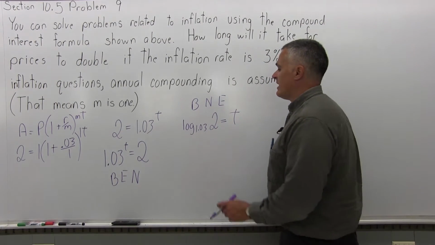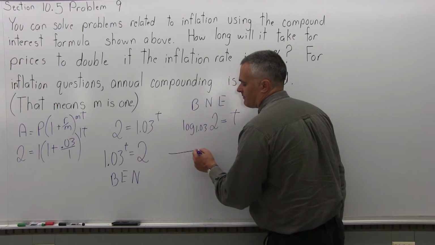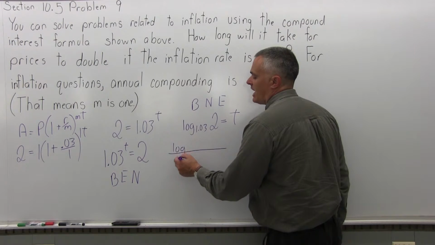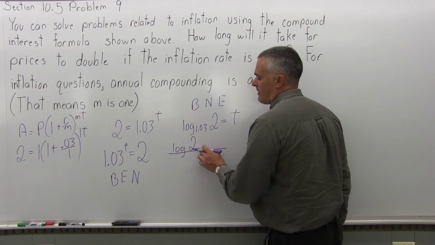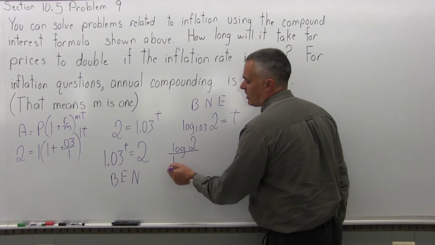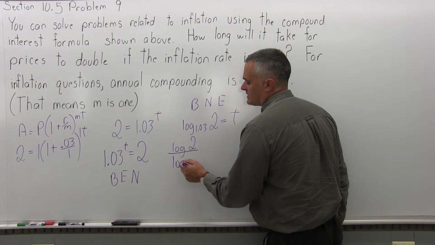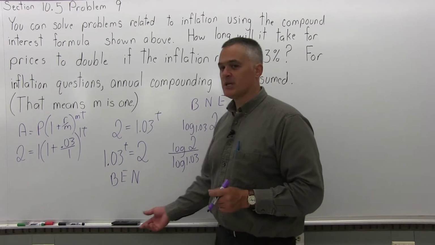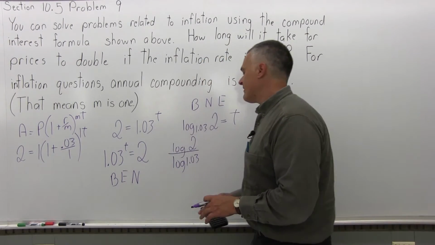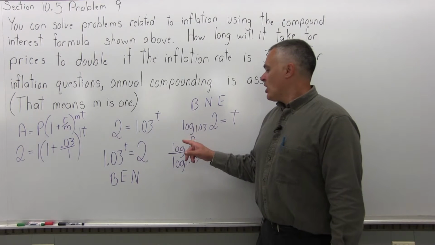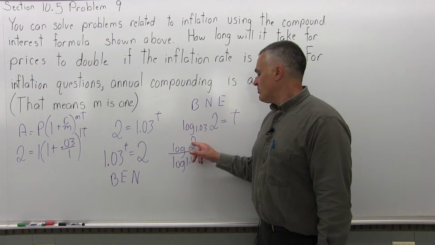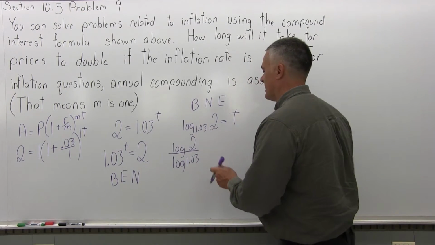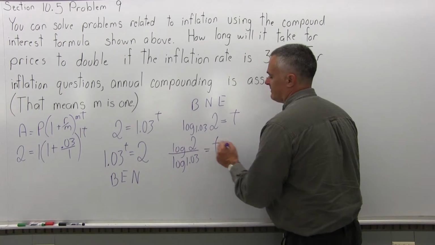So I want to use that change of base form where the common log of the number goes in the top and the common log of the base goes in the denominator. And again, common log is just base 10, and I picked that because the calculator will do it. So I have to figure out the fraction, common log of 2 in the numerator, and then common log of 1.03 in the denominator, and that will be equal to t.